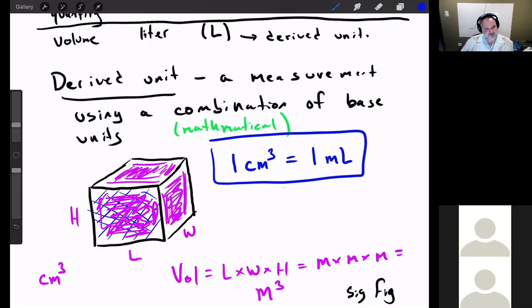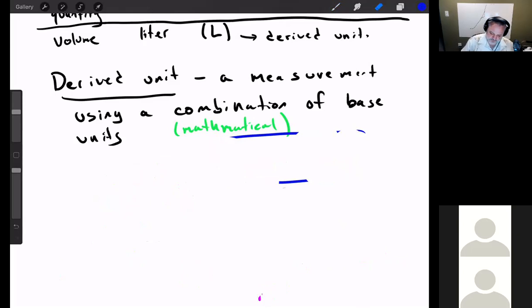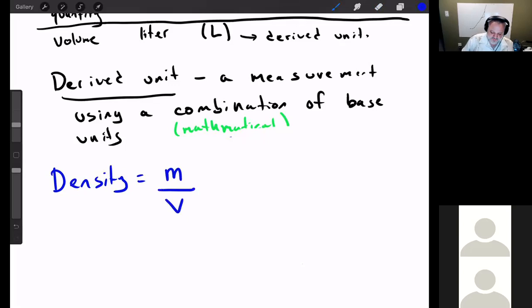And so this is an example of a derived unit. There's one more example of a derived unit that I want to show you. And that's the density. What's the density? The density is the mass divided by the volume. And so if I were to use SI units, kilograms is the SI unit for mass, and liter is the SI for volume, so kilograms per liter, but another one would be grams per milliliter. And so it's how much mass is taken up by a particular volume.